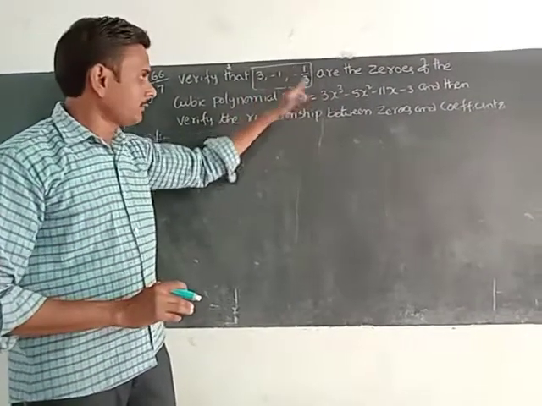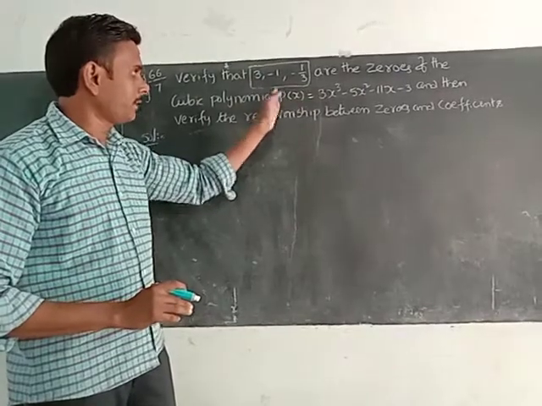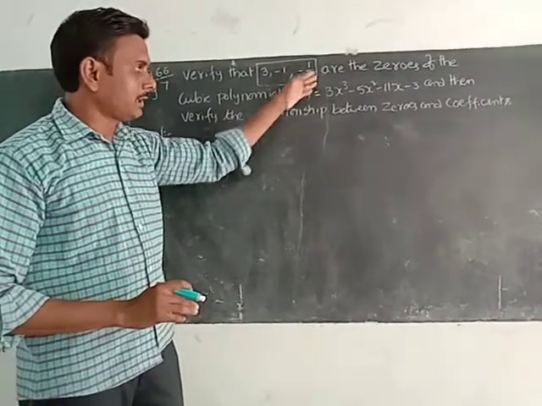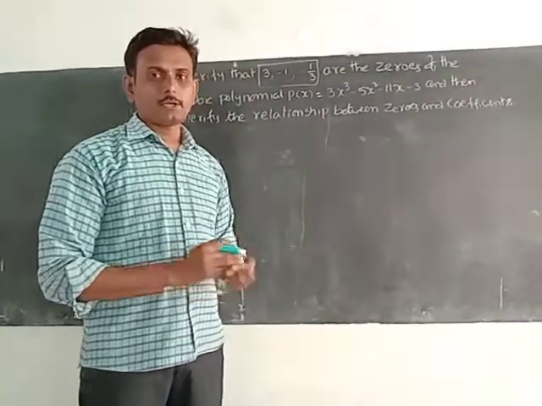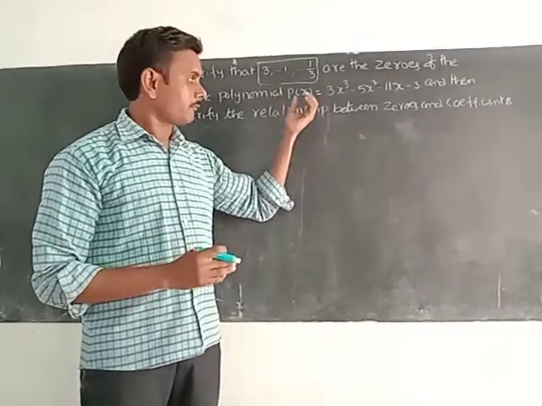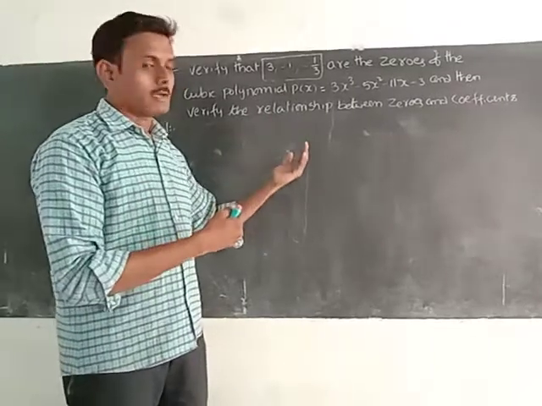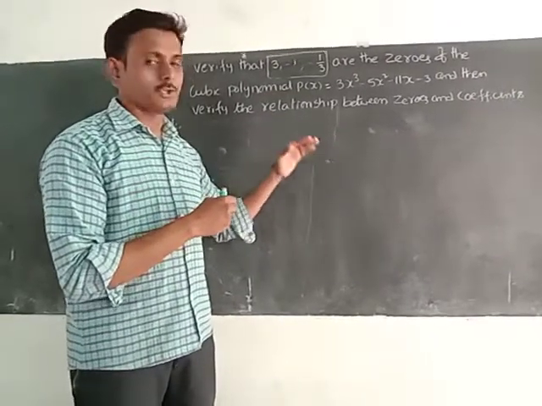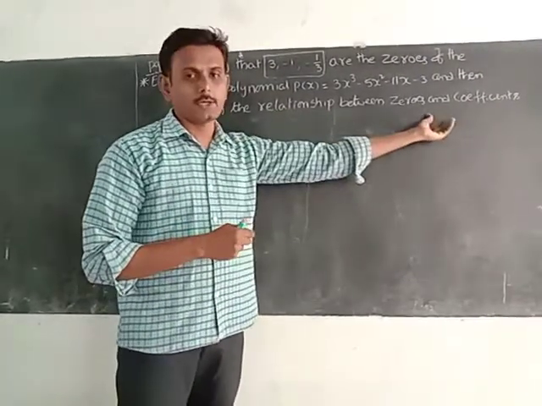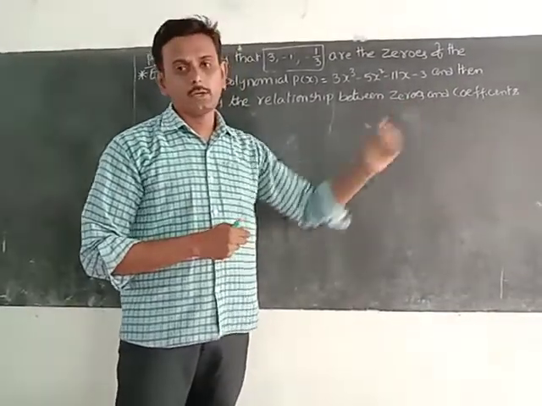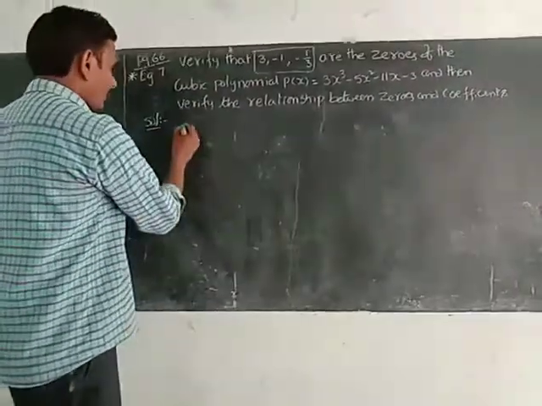By replacing each value: calculate p of 3, p of minus 1, p of minus 1 by 3. Then we should get the value of the polynomial as 0. Later, after confirming the three values are zeros, only then do we go for the relationship between the zeros and the coefficients. First we check.